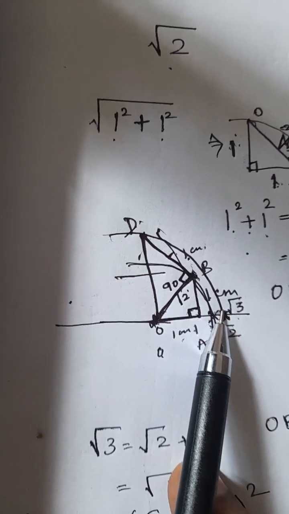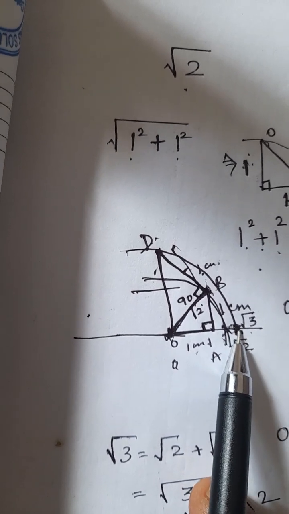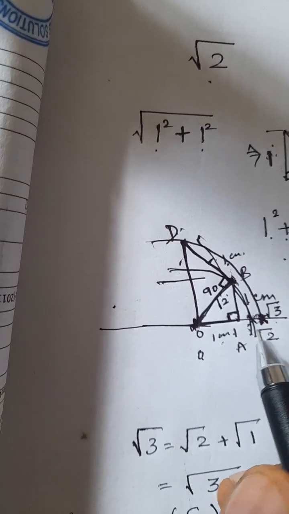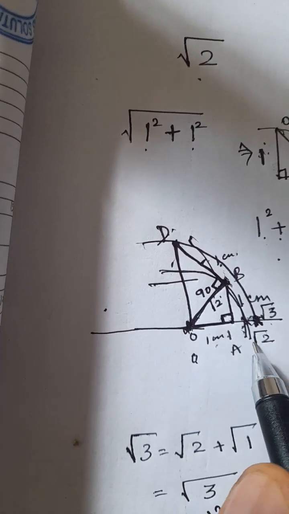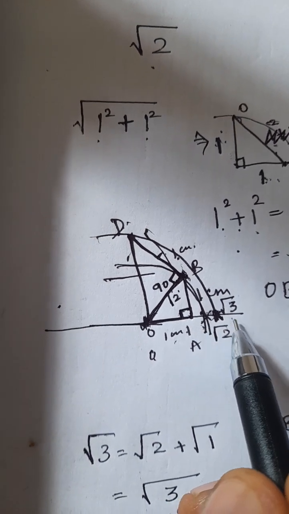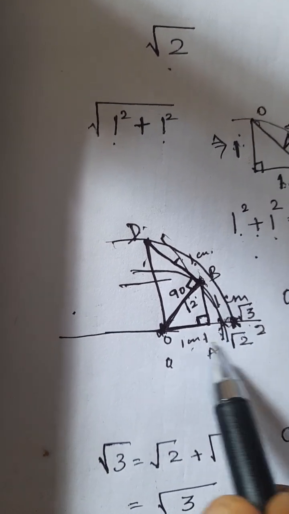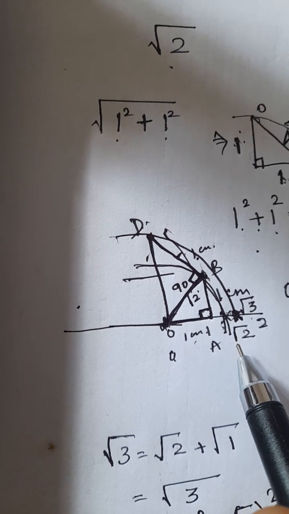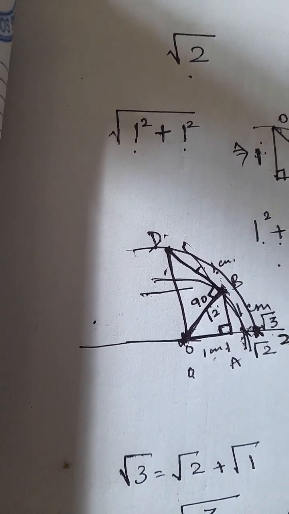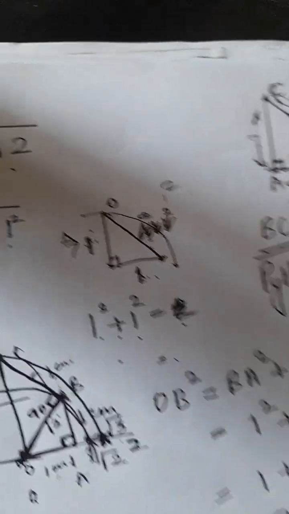So in this way, imagine the length of root 2, the points of intersection lie between 1 and 2 on the number line. They always lie between numbers 1 and 2 on the number line.